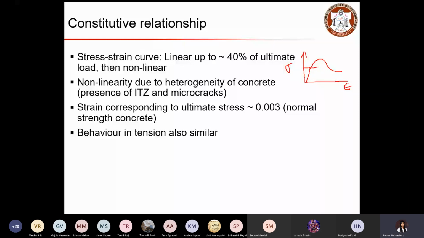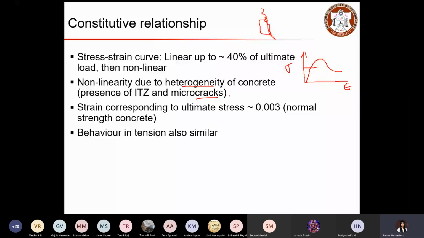Because the non-linearity is mainly due to the heterogeneity of concrete. As I told, there are a lot of micro cracks present in the concrete matrix, and you have ITZ, that is the interfacial transition zone, where you have the cement and aggregate interface. So the failure will be mostly in the weak plane. So because of that, you will have non-linearity due to the heterogeneity of concrete, due to the presence of microcracks and the growth of microcracks with increasing load.